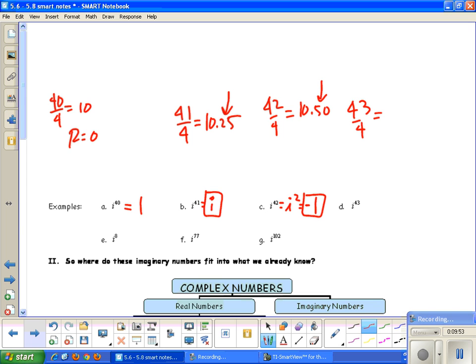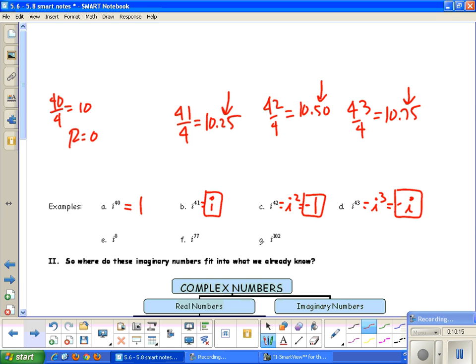And then 43 divided by 4 gives me 10.75. So that's 3 out of 4. So this is the same thing as i to the third, and we know i to the third is really negative i. And that's how you're going to simplify these. So why don't you guys do E, F, and G and pause it, and then unpause it.